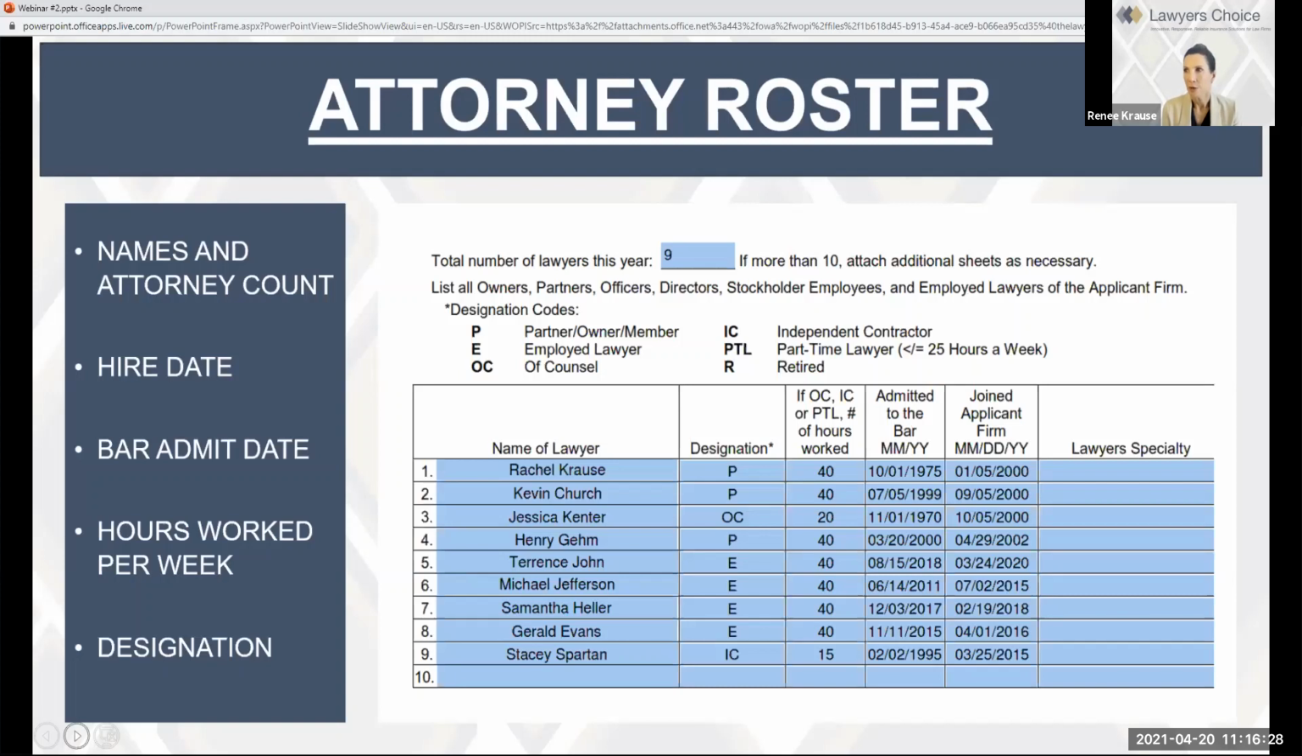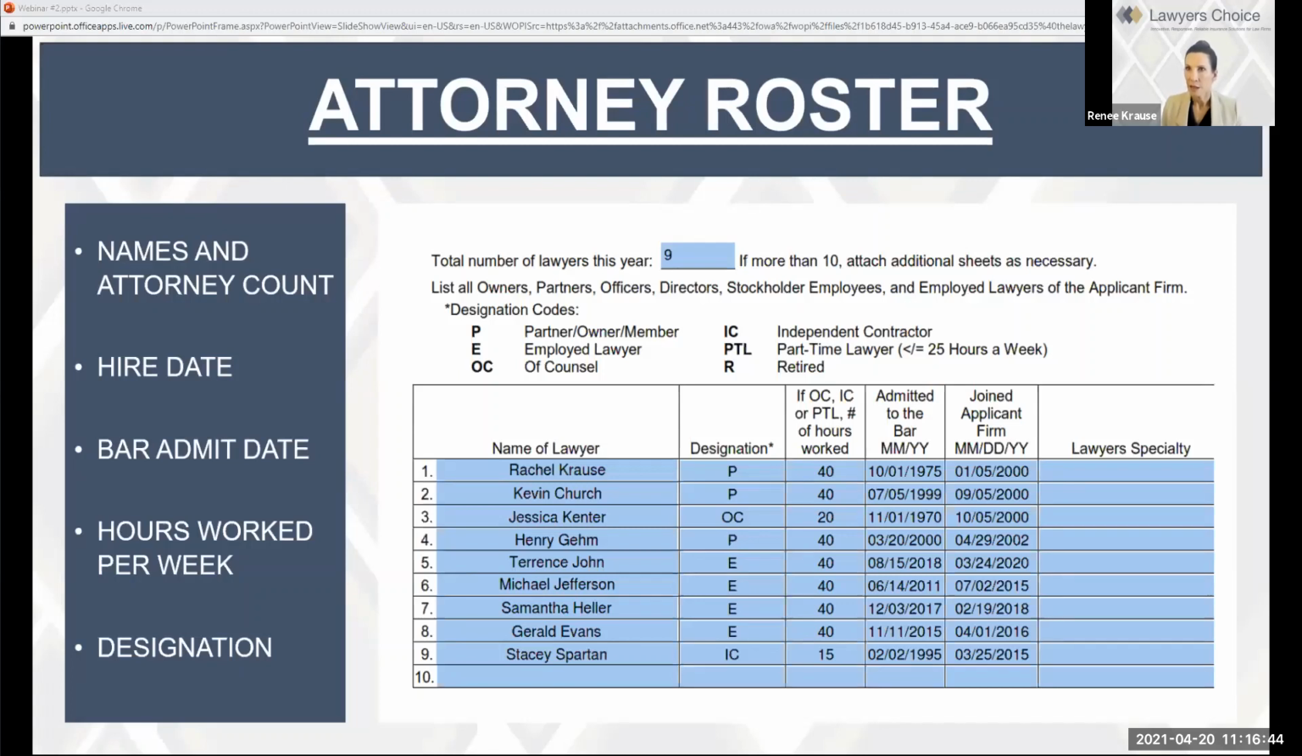rate. Also, the date the attorney joined the firm is important, because that's their individual prior act date. So that's the date from which the work they engage in becomes covered under your firm's policy. Important to have that accurate.